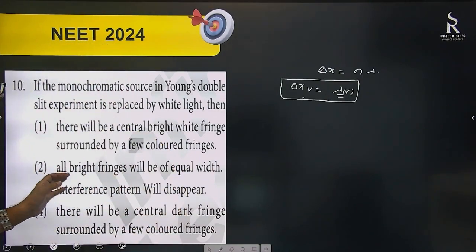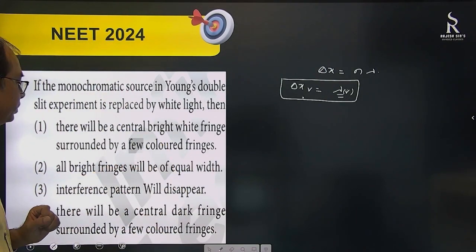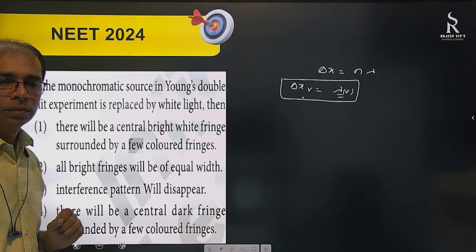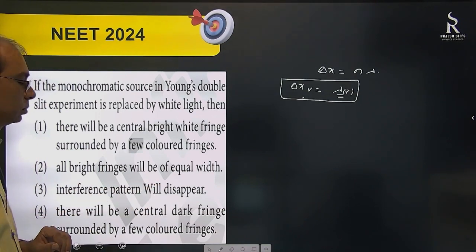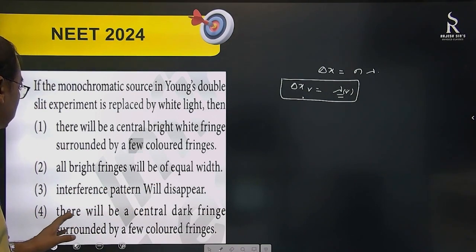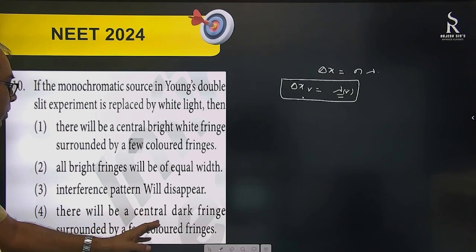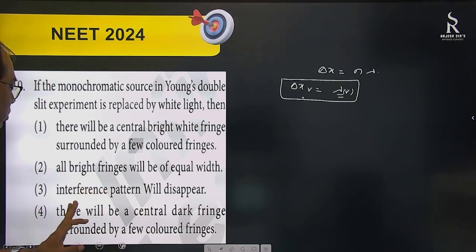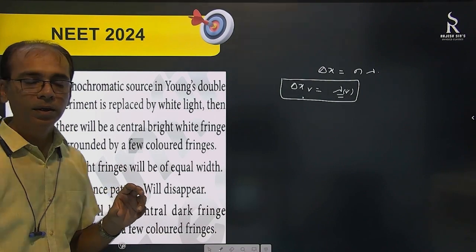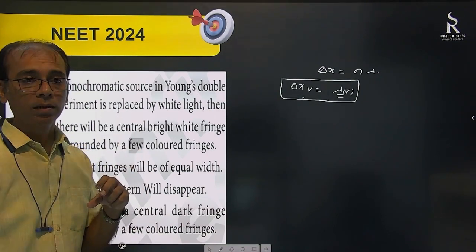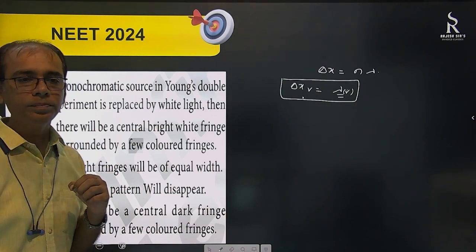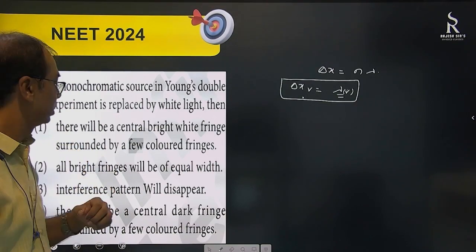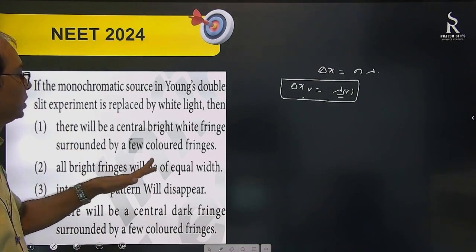What is the second option? All bright fringes will be of equal width. Then, interference pattern will disappear. There will be a central dark fringe surrounded by a few colored fringes. The fourth option is wrong. Interference pattern will disappear? The interference pattern will be there because maximum and minimum intensities will be there. So this is wrong. All bright fringes will be of equal width.